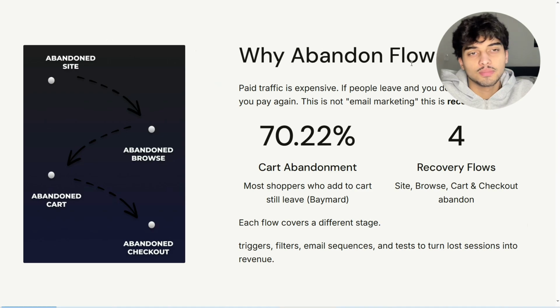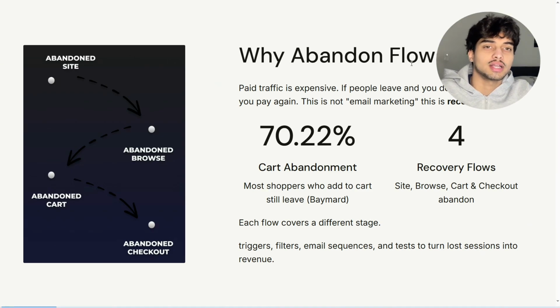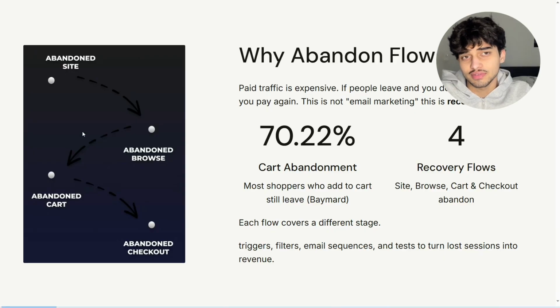Here's the leak. People leave at different stages, and if you only have one abandonment flow, you're only catching one type of drop-off. The system has 4 flows: site, browse, cart, and checkout. And each one matches a different level of intent. That's why they work. So think in intent.